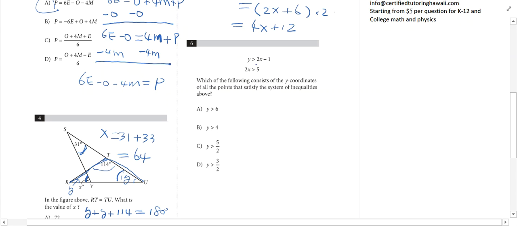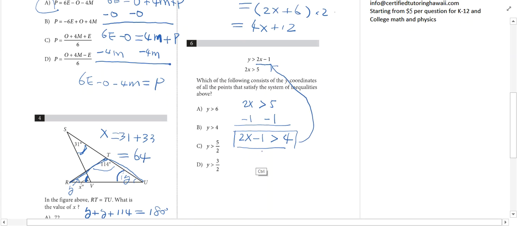This is 2x minus 1. So from the second inequality, we can get what? 2x greater than 5, right? And then you can minus 1 first on both sides. So you will get 2x minus 1 greater than 4. So when you see 2x minus 1 is greater than 4, you can substitute this one back into the first inequality here.